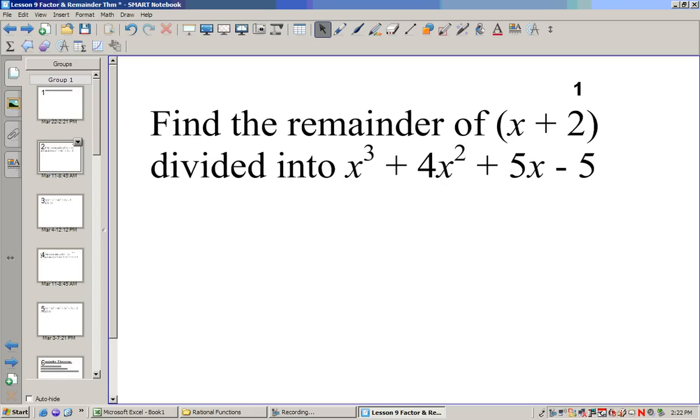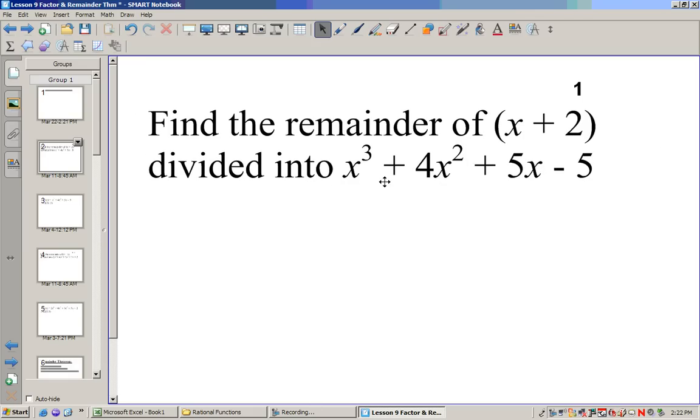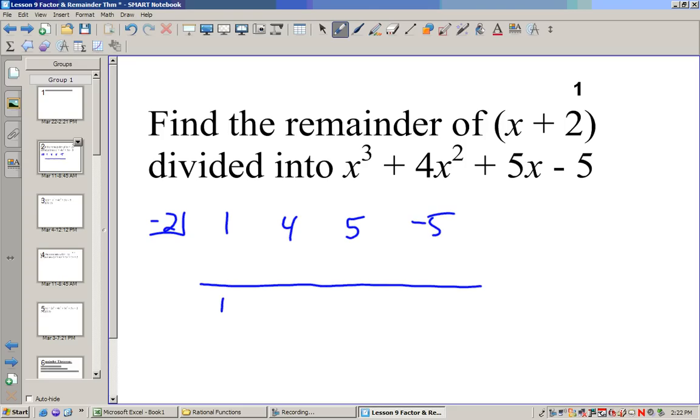Now first let's find the remainder when x plus 2 is divided into this polynomial. So I'm going to put negative 2 in the box. This is an easy polynomial to divide, and we can use synthetic division. So I have 1, negative 2, 2, negative 4, 1, negative 2, and 7. So the remainder here actually should be negative 7.